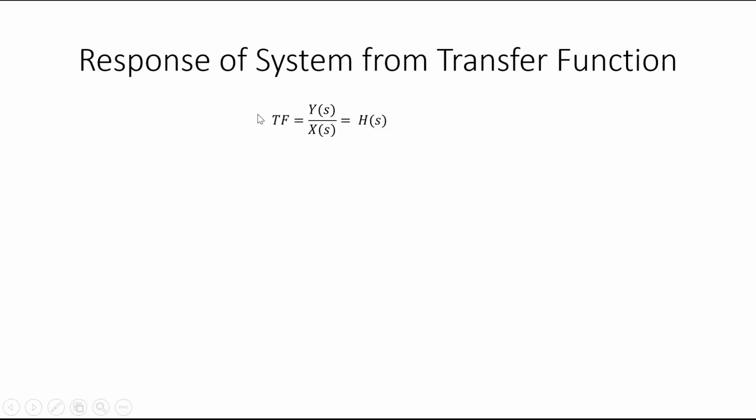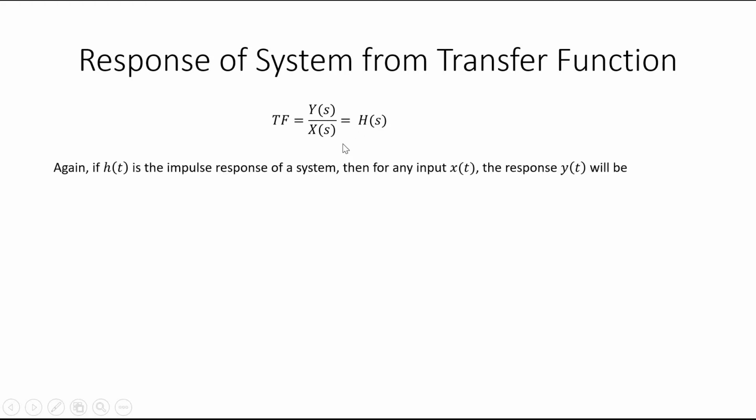So now we know that the transfer function is Y(s)/X(s), and again it is the Laplace of the impulse response, H(s). Again, if h(t) is the impulse response, then for any input x(t), the response y(t) will be y(t) = x(t) convolution h(t). Taking Laplace, we will get Y(s) = X(s) H(s), or we can write Y(s) = X(s) times the transfer function. This is the transfer function because H(s) and the transfer function are the same.